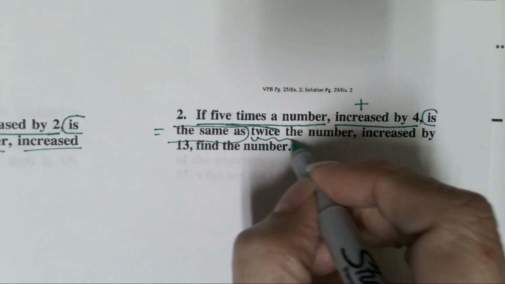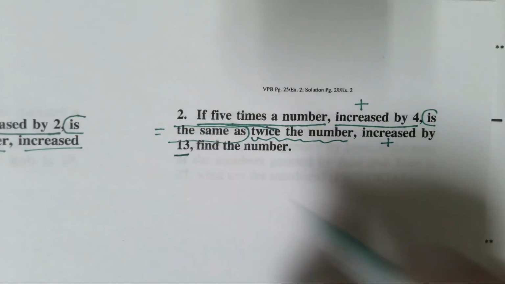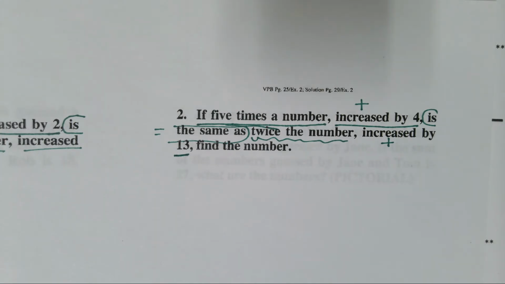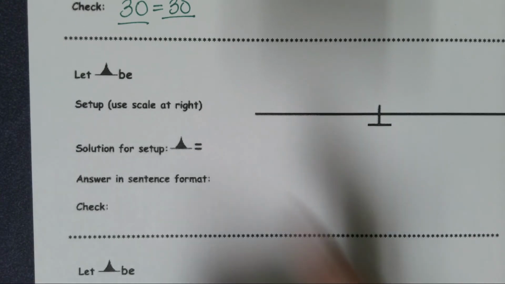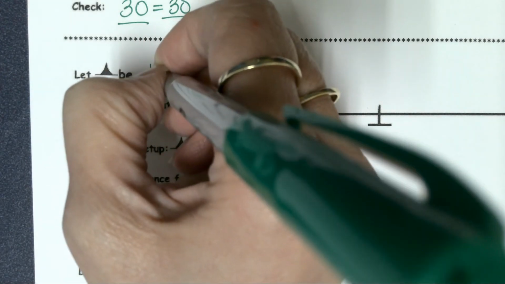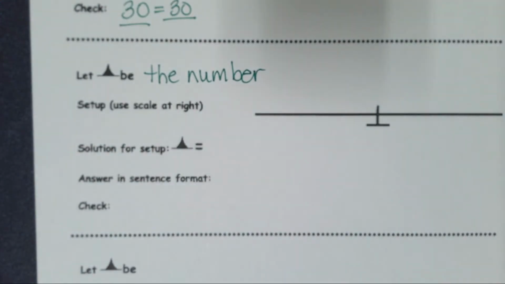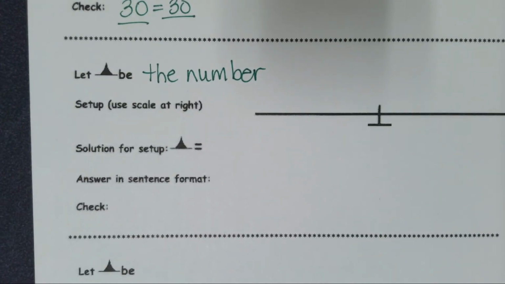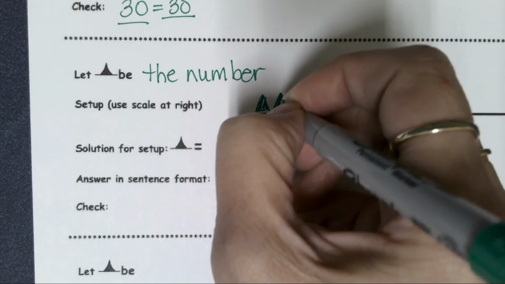Twice the number increased by 13. And then find the number. So what's going to be our pawn? Well, our pawn is simply the number. And our setup, I'm going to read slowly. If 5 times a number, if one pawn is the number, how do we write 5 times the number? That simply means we're going to draw out 5 pawns.